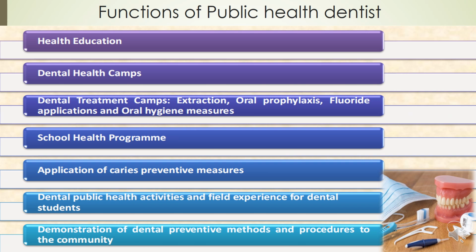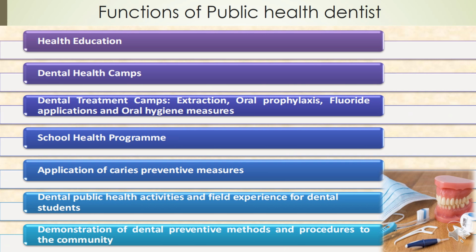Functions of public health dentist. Remember, there are 7 functions and 8 characteristics. So the first function is health education and motivation of the individual or community for improving their oral health and for availing dental services. Another function is to deliver dental treatment to the community through organized dental health camps, especially in rural areas and for the dentally indigent.